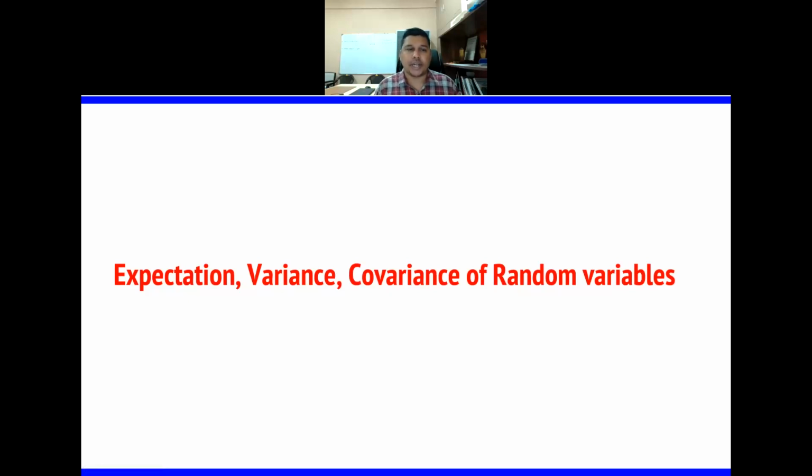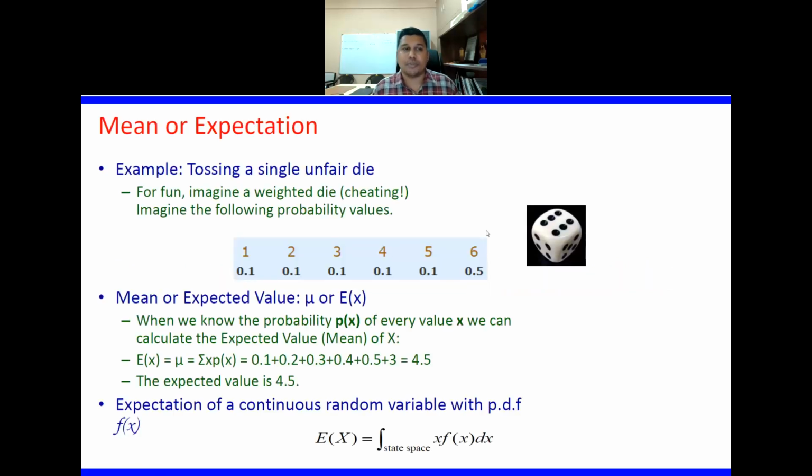So let's see how we find out expectation, variance, covariance of random variables. By this time we understood what is a discrete random variable and a continuous random variable. Now for that case we will try to calculate the expectation or mean. Expected value is nothing but the mean of that particular outcome.